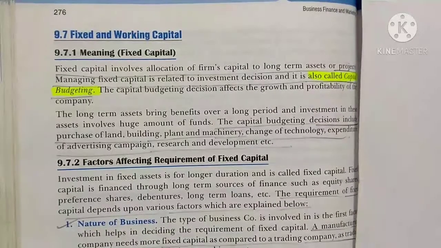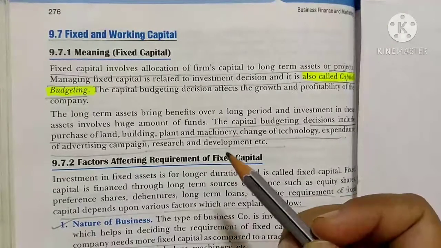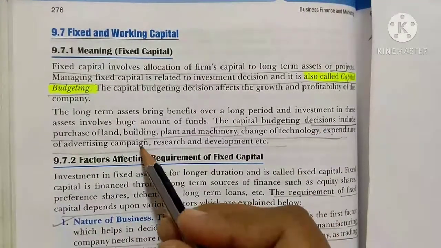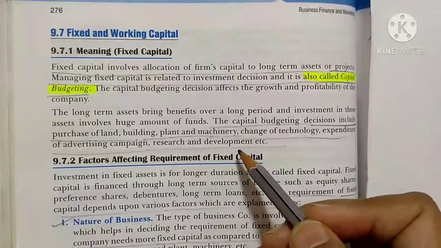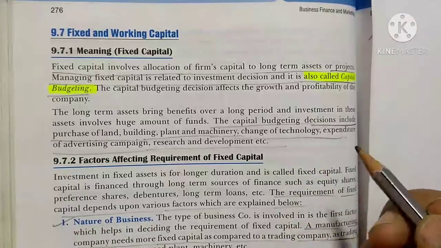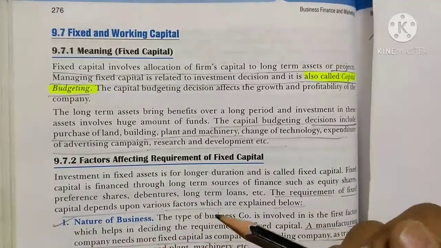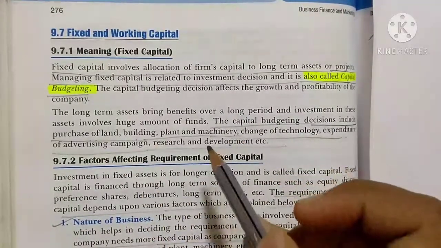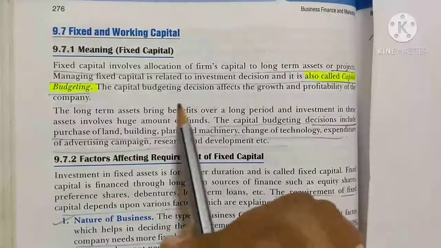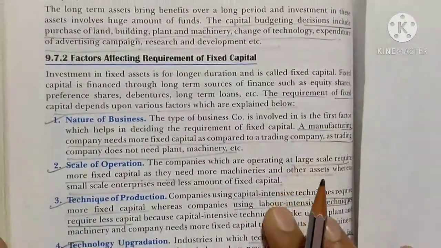Now which type of investment should we do in fixed assets, like how much investment I can do in purchasing land, construction of buildings, purchasing plant and machinery, then change of technology, meaning I have to opt for new technology and upgrade my technology, then expenditure on advertising campaigns, research and development. These all investments come under fixed capital investment, or you can say capital budgeting decisions. Now, what are the factors which affect the requirement of fixed capital?